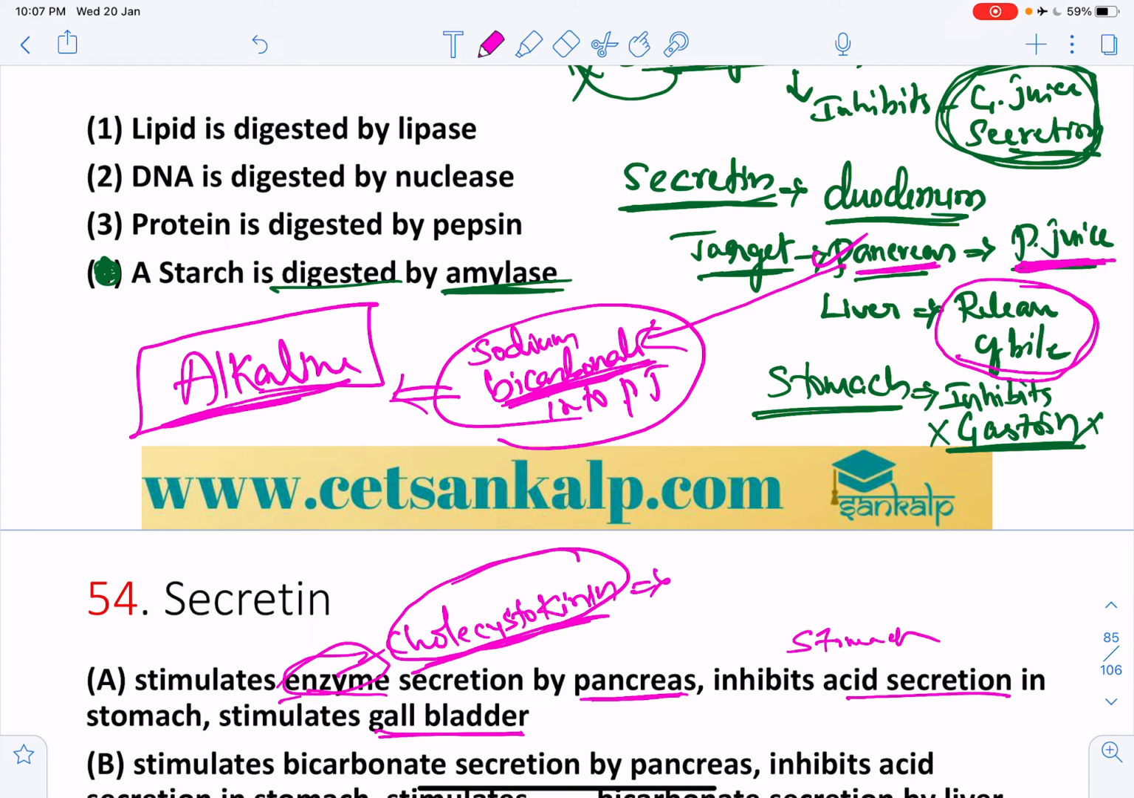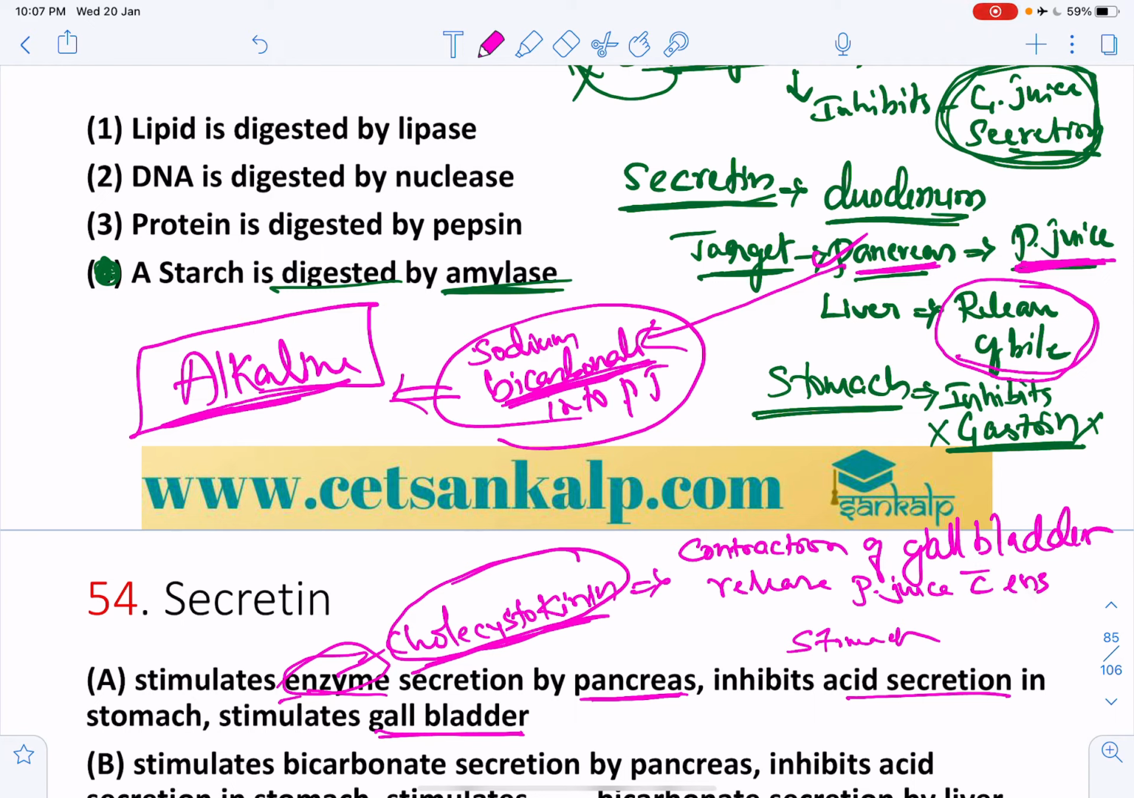Cholecystokinin stimulates the contraction of the gallbladder, and along with that it helps in the release of pancreatic juice with enzymes. Mainly, enzymes will be released into the pancreatic juice by the action of cholecystokinin.